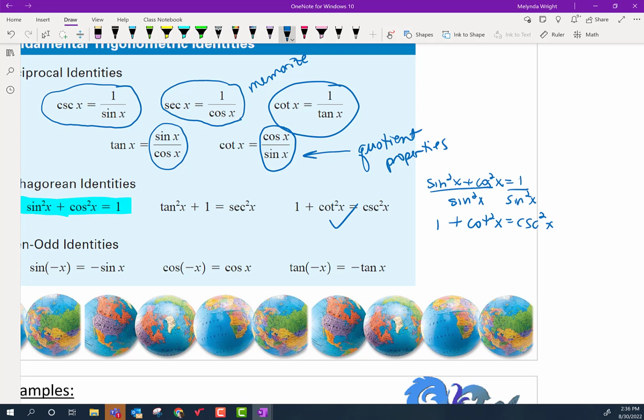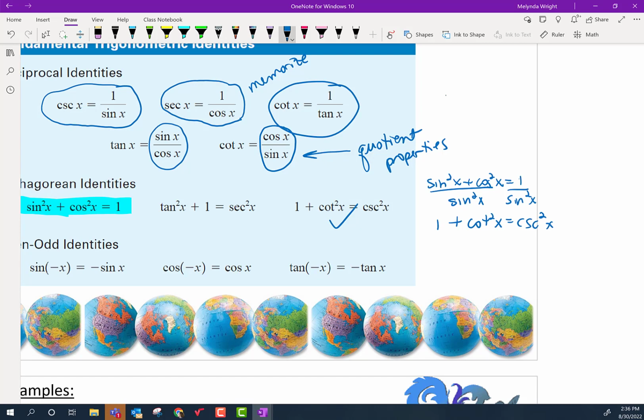The reason this is helpful to me is I get mixed up on where the 1 goes and which one goes on the same side as the 1. That's just confusing to me. So I don't even bother trying to memorize it. I just memorize sine squared plus cosine squared is 1, and then I generate the other two. It just takes a few seconds.